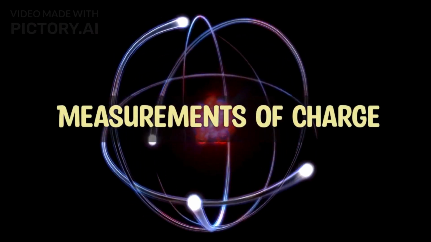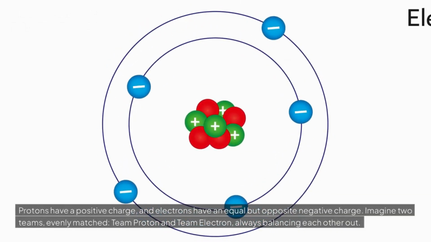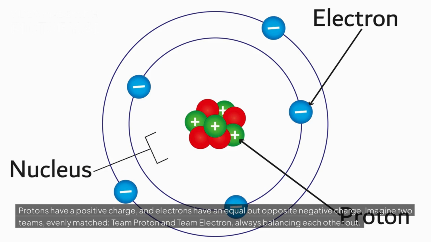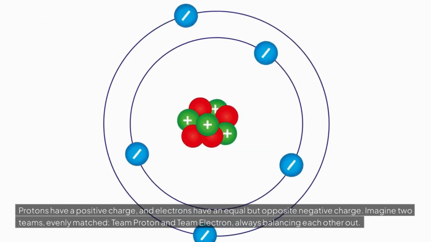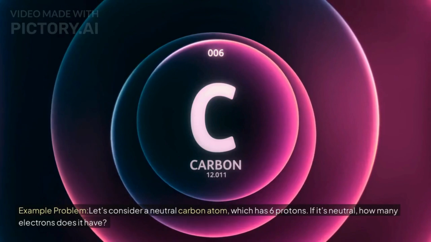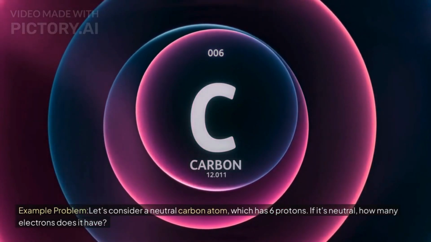Measurements of charge. Protons have a positive charge, and electrons have an equal but opposite negative charge. Imagine two teams evenly matched, Team Proton and Team Electron, always balancing each other out, while the neutron, refusing to take sides, has no charge at all. Example: let's consider a neutral carbon atom, which has 6 protons. If it's neutral, how many electrons does it have?